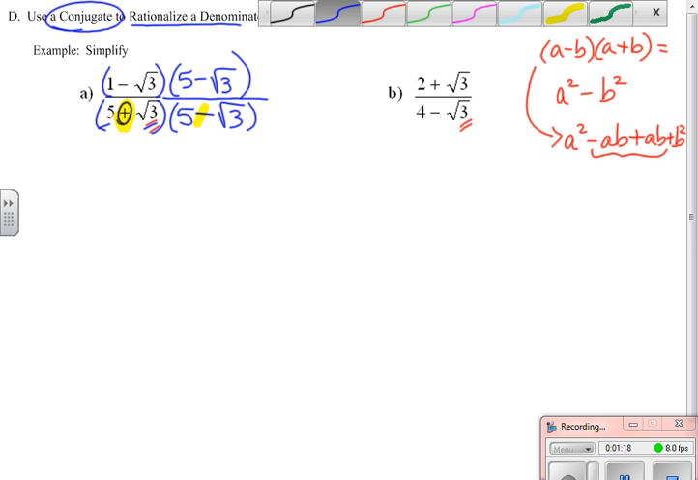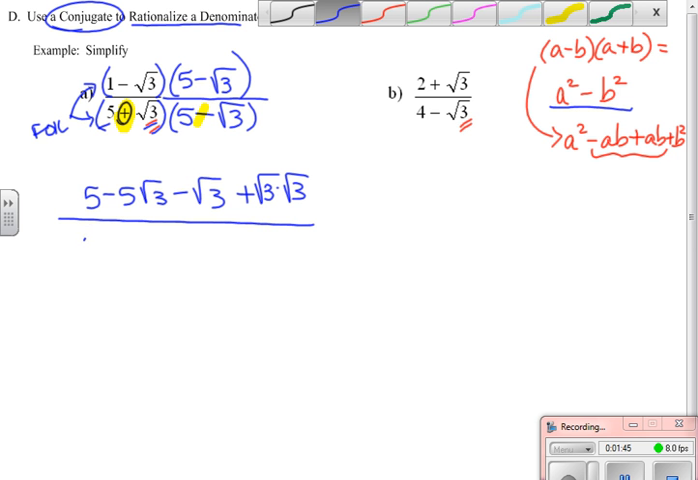If you want to go ahead and FOIL this on the bottom, you can, but it's always going to factor into that. So I'm going to do one by FOILing. You have to FOIL top and bottom. And then the second one, I'll do the shorthand. So in the numerator, I have 5 minus 5 square roots of 3 minus the square root of 3 plus the square root of 3 times the square root of 3 all over 25 minus 5 square roots of 3 plus 5 square roots of 3 minus the square root of 3 times the square root of 3.